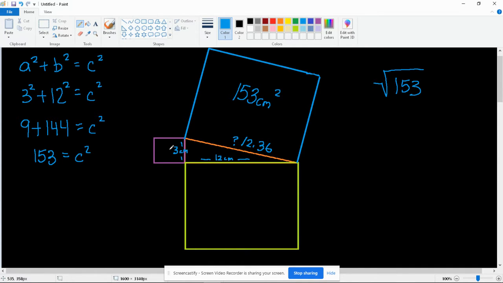The area of this, 3 times 3, would be 9 centimeters squared. And the area of this would be 144 centimeters squared. Isn't that amazing? We can figure all that math out just because of one triangle.